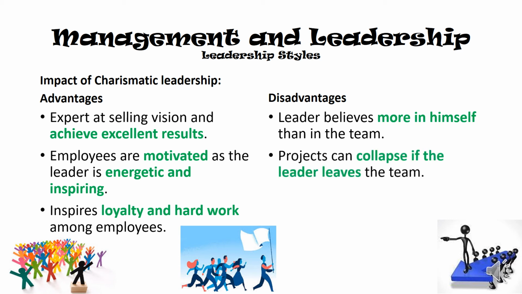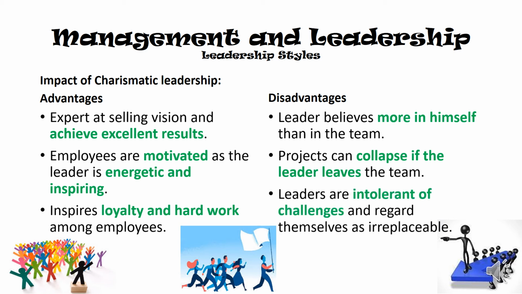Projects can collapse if the leader leaves the team. So the reason why this leadership is successful is because the employees are willing to work hard for the leader. They are doing what they are doing for the leader. So it's not because they believe in the project or the solution. They believe in the leader. And if the leader leaves, the team's entire reason for existence is kind of gone, and the project will not even be completed. Everything will fall apart because now their leader is gone, and everything was revolving around that charismatic leader.